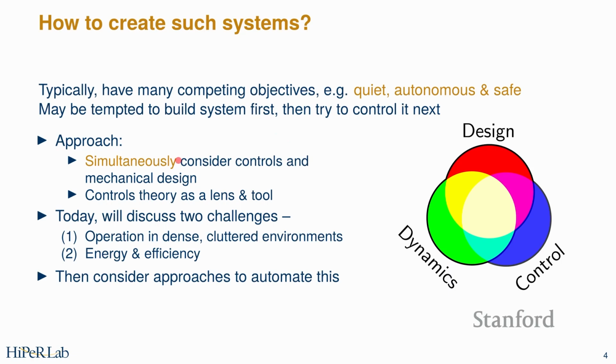And what I'm trying to get towards, or at least play with, is how can you simultaneously do mechanical design and controls design in one loop? And especially how do you use, for me, controls theory as a lens towards this? So how do we think about this from a controls theoretic perspective?